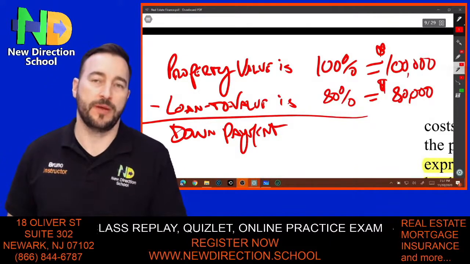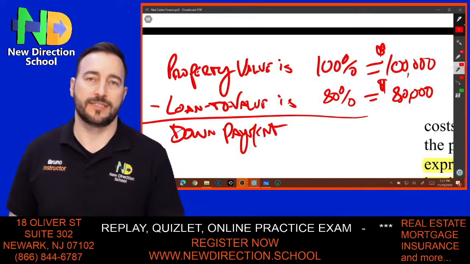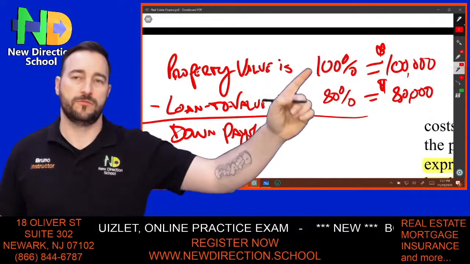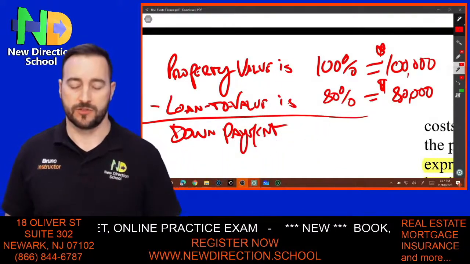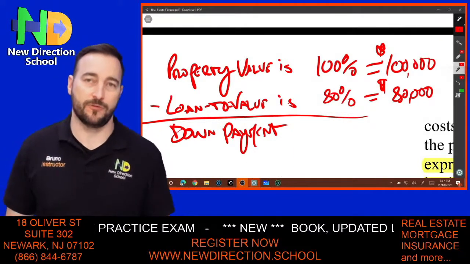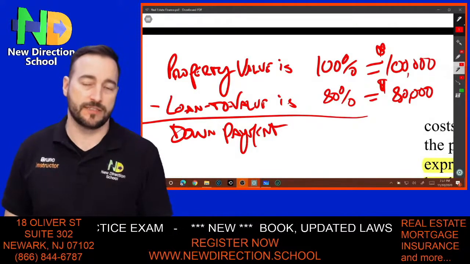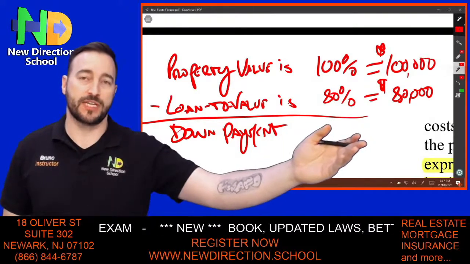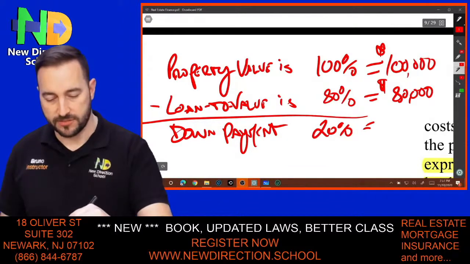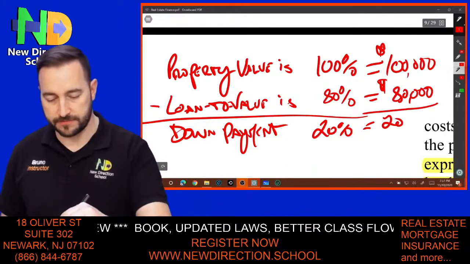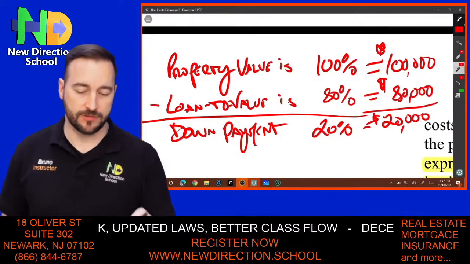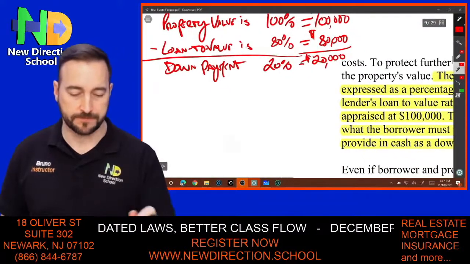How much is the down payment? Well, the down payment is always the difference between value and loan. So if we're buying the property for $100,000 and that's the value that was given, and they give us an 80% loan, then the down payment is 20%. So that's $20,000. That's my down payment. I'm just going to show you the relationship between these two.